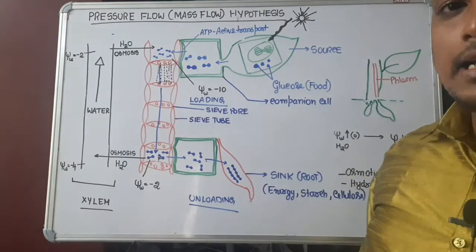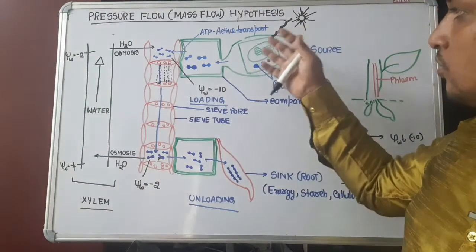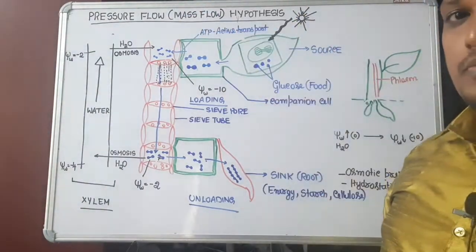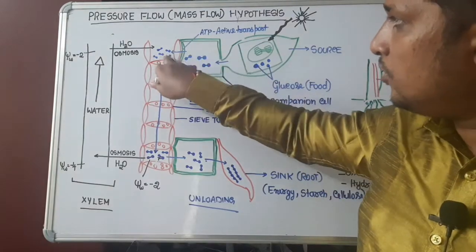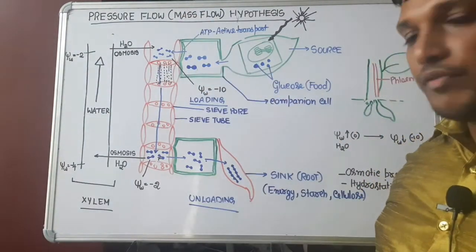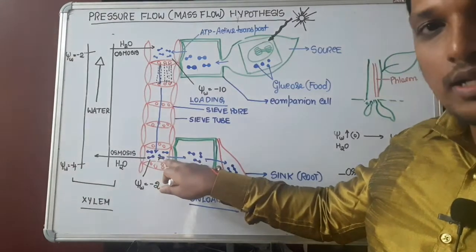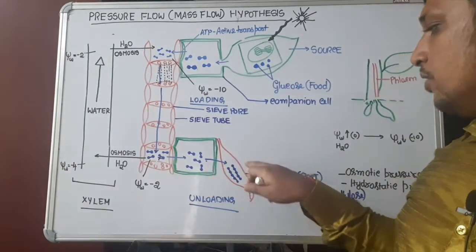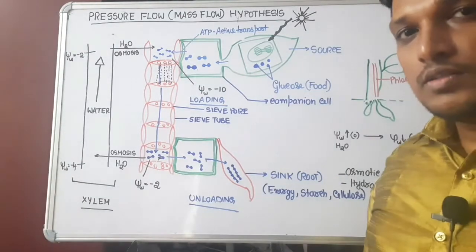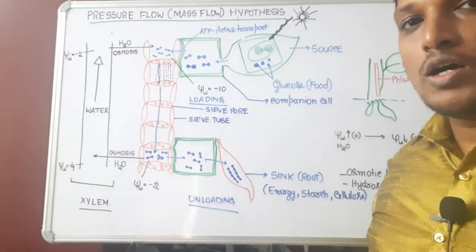What is loading and unloading here? Loading refers to filling the sieve tube: leaf to companion cell to sieve tube. Unloading refers to removal from the sieve tube to the companion cell to the root. This is how food transport occurs with the help of phloem.